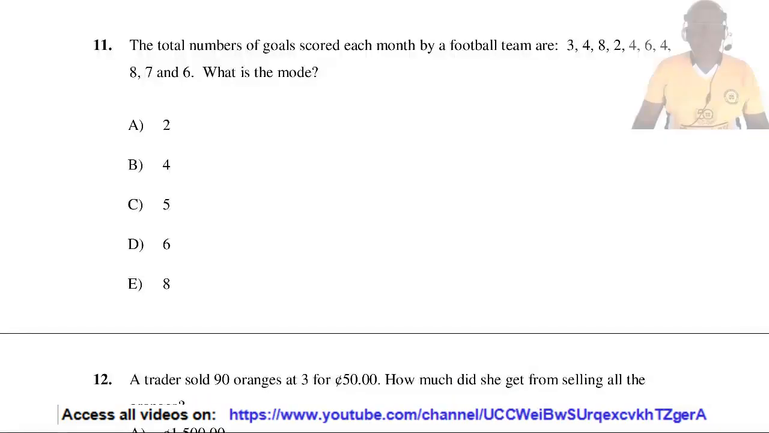Question 11. The total number of goals scored each match by a football team are 3, 4, 8, 2, 4, 6, 4, 8, 7, and 6. What is the mode? The mode is the number with the highest frequency, or the number that occurs most, and that is 4. So the answer is B.